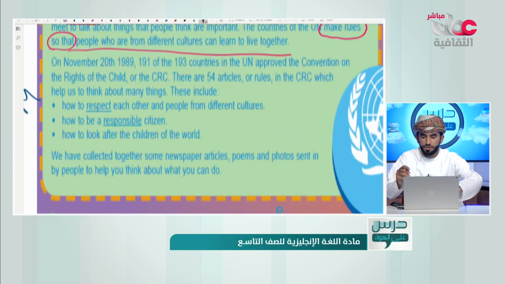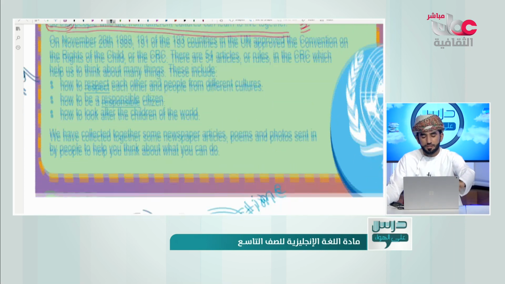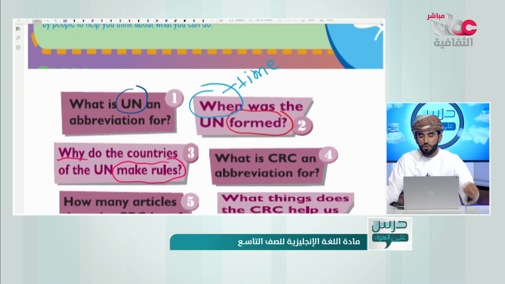So this is question number 3. Very good. So far so good. Yes, ladies and gentlemen. Very nice. Let's go to question number 4. What is CRC an abbreviation for?